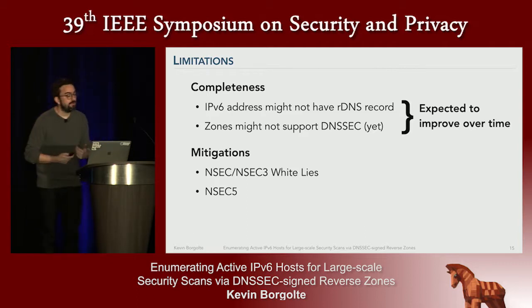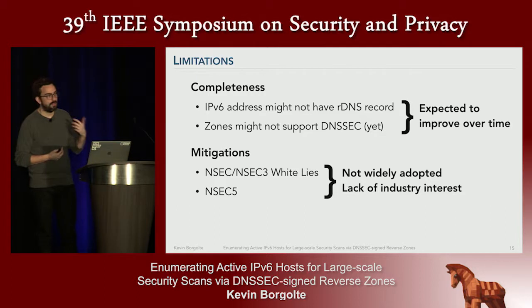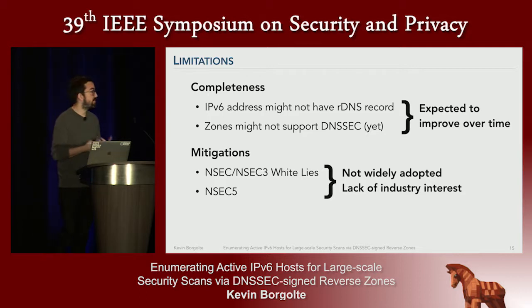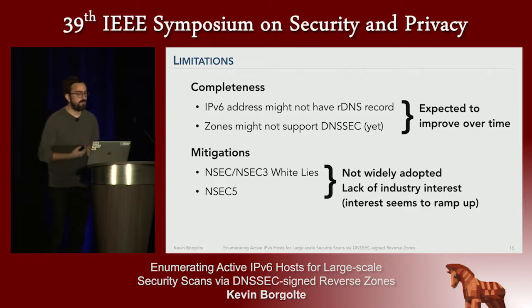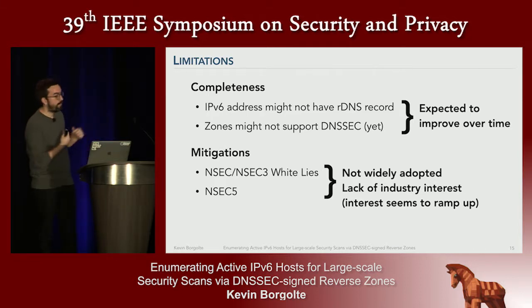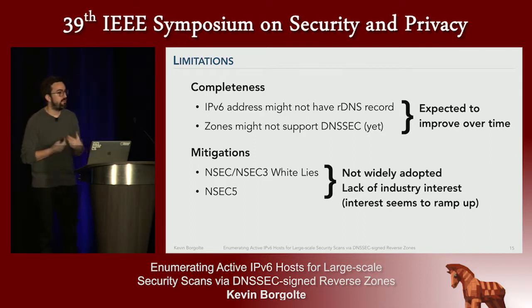And overall, the mitigations, while they exist, have not actually been widely adopted. This is largely because there has been a lack of industry interest. So standards have been proposed, there are RFCs for them, but so far, industry doesn't really seem to care that much. Fortunately, interest seems to be ramping up. That's good for people who want to protect themselves against enumeration. But I think we're still at the point where it is going to take a good amount of time until it actually happens.